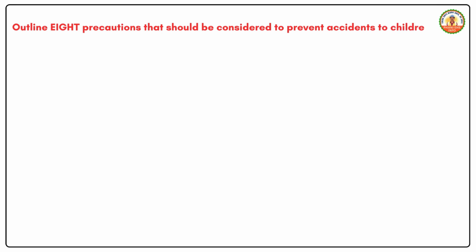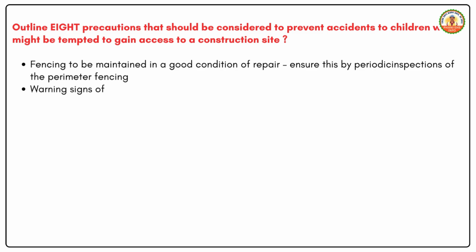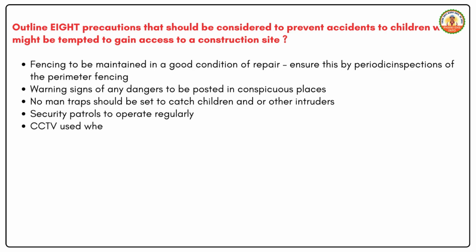Outline 8 precautions that should be considered to prevent accidents to children who might be tempted to gain access to a construction site. Fencing to be maintained in a good condition of repair. Ensure this by periodic inspections of the perimeter fencing. Warning signs of any dangers to be posted in conspicuous places. No man traps should be set to catch children and/or other intruders. Security patrols to operate regularly. CCTV used where physical controls would prove difficult.